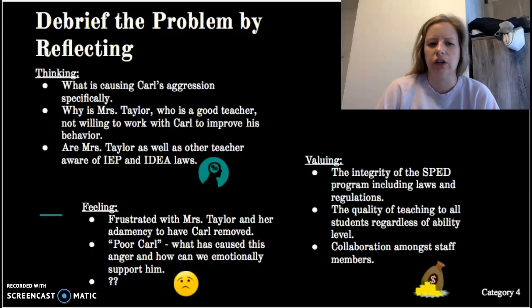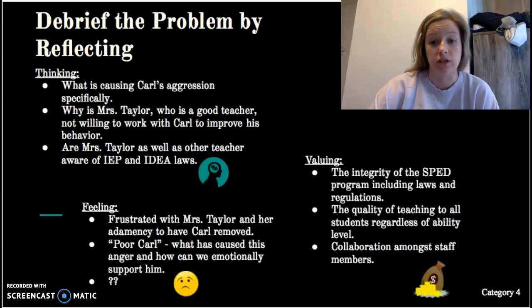And Miss Taylor not willing to do that was concerning, and it makes me concerned for how other teachers are valuing the education in our building. And I also valued collaboration amongst staff members, especially with Miss Green being new to the school. I think that it's really important for her and Miss Taylor to find ways to work together, because this would create a great learning environment moving forward in the years to come with Miss Green. And she would be able to learn, especially as a first year, how to handle tough situations like this one.